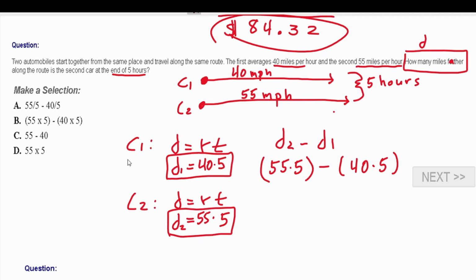And if we take a look at our answer choices, we can see that this is exactly B. 55 times 5 minus 40 times 5. Okay, so again, we had to use 2 iterations of the distance formula to figure out how much farther one car went than the other. Okay, so that was that one. Pretty challenging, but nothing too difficult as long as you can think your way through it.